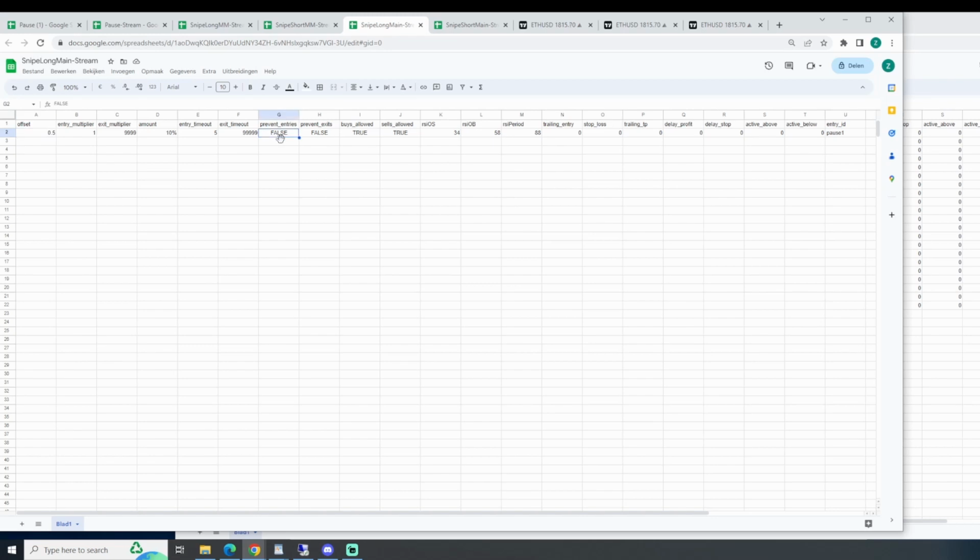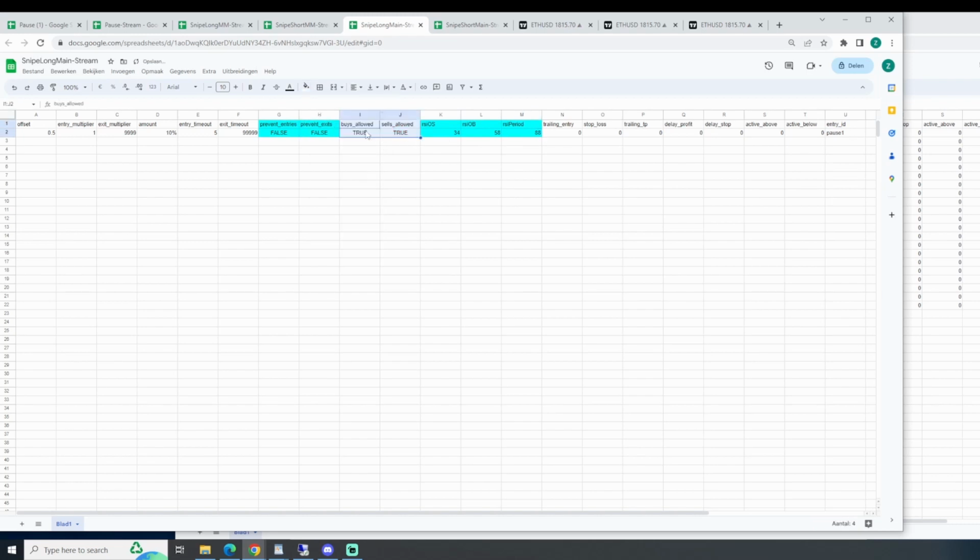Then we have prevent entries, prevent exits. This basically means would you like to use the RSI for this particular agent? All these rows are basically referring to the same exact thing, so we have all of these out of the way already, because this is asking me about the RSI and I do not like to use the RSI for these agents. So I can ignore all of this. These are of course different.